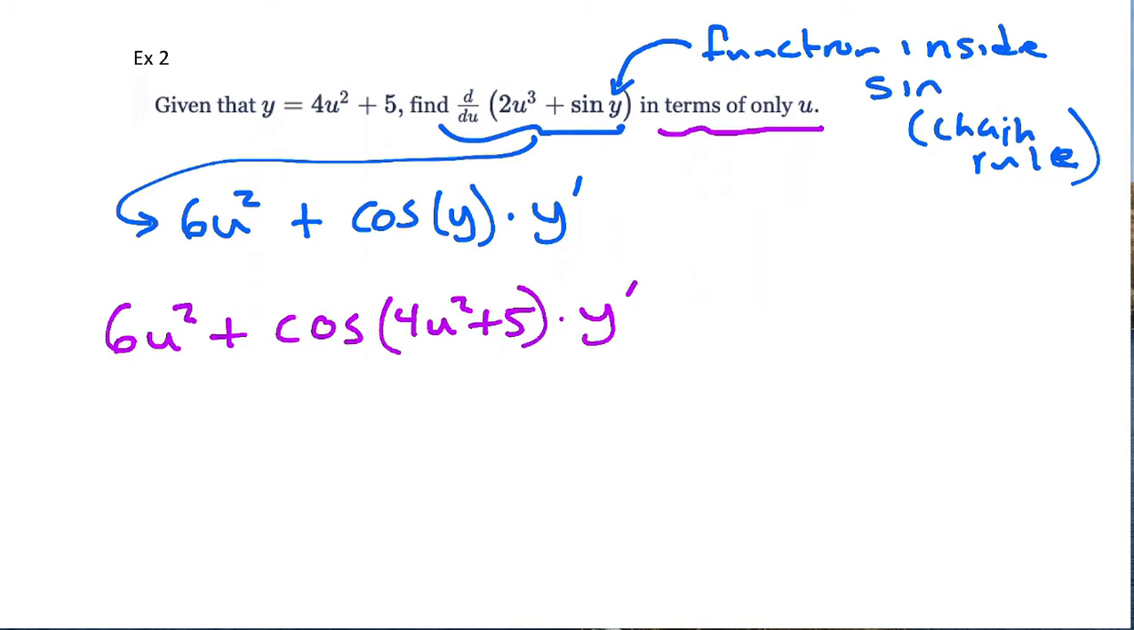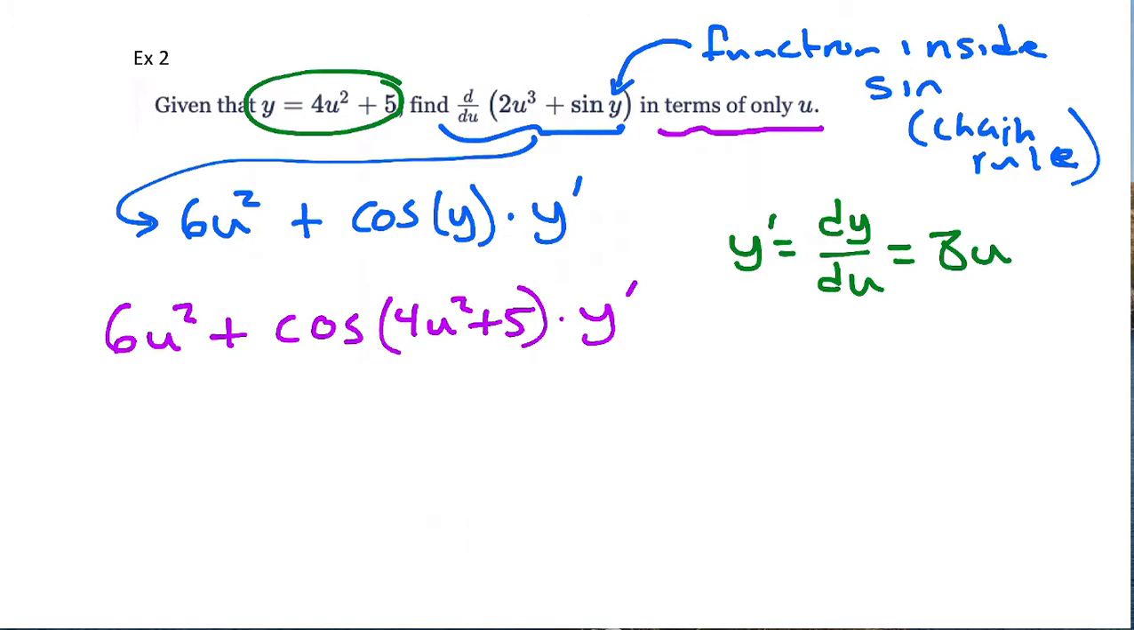Now, let's think about what this is. Let's think about y prime. Let's go over here on the side and think about, well, what is this y prime? Y prime, another way of writing it would be dy over du, because those are the variables that we're using. If that's what we have, then if we take this equation right here, isn't that also equal to 8u? Because if we differentiated that equation y in terms of u, we just have 8u.